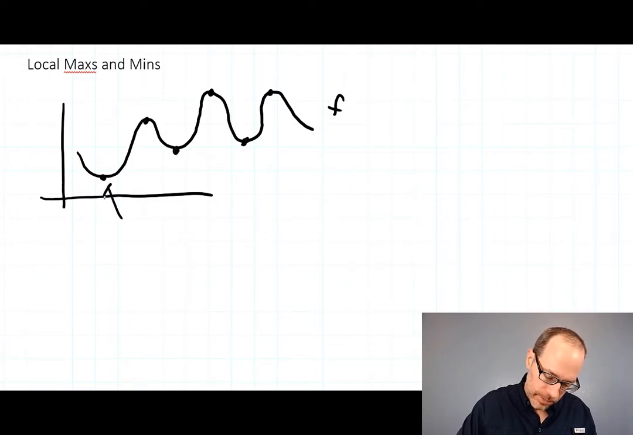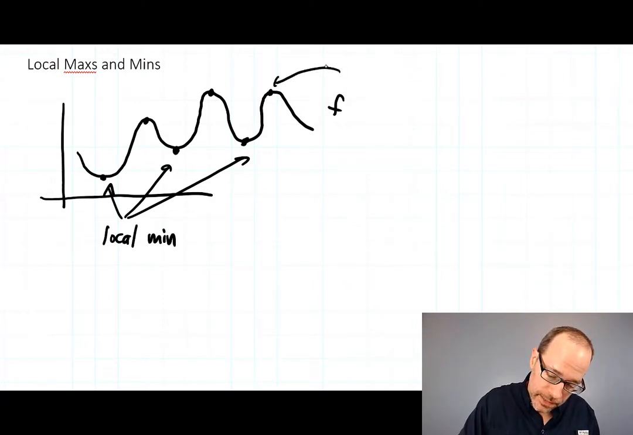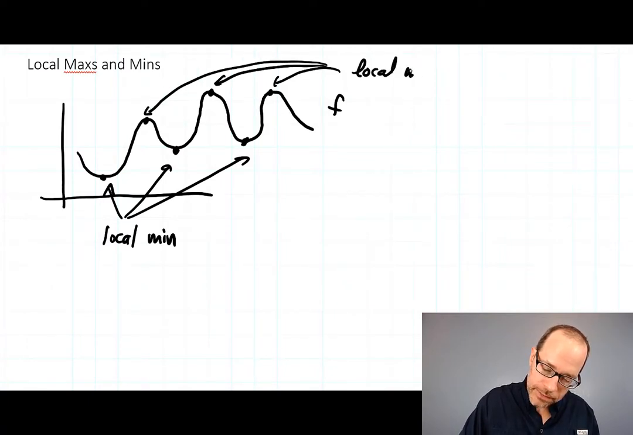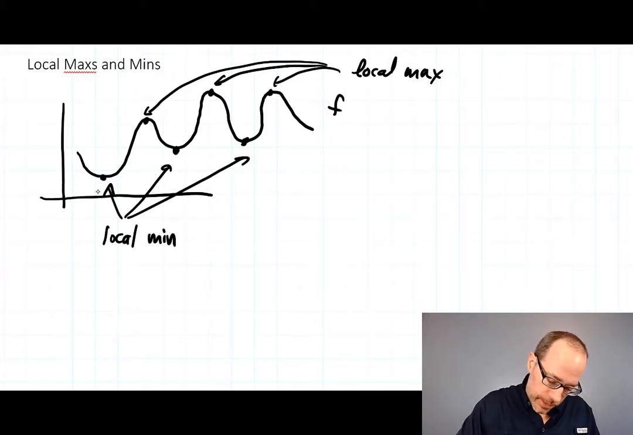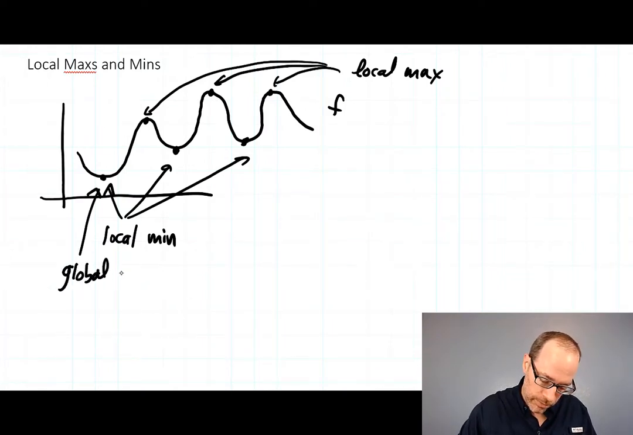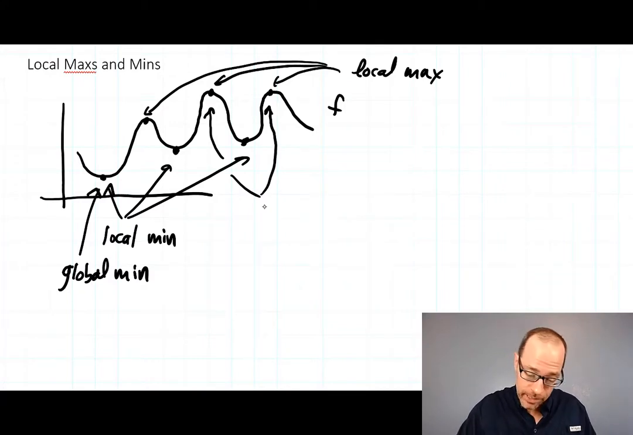Okay, so those three there are local minimums of the function. It means they're smaller than the points around them. Whereas these points would be local maximums. It means they're bigger than the points around them. This one is also the smallest of everyone, so that's a global minimum. And then these two are tied at being bigger than everyone else, so they are global maximums.